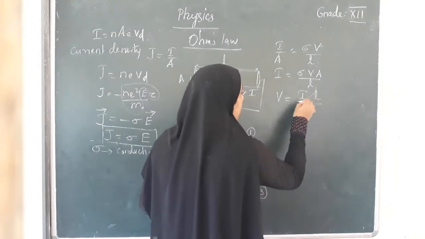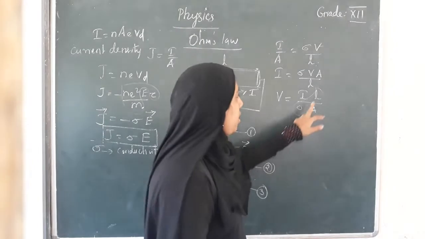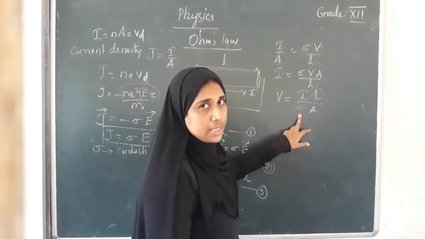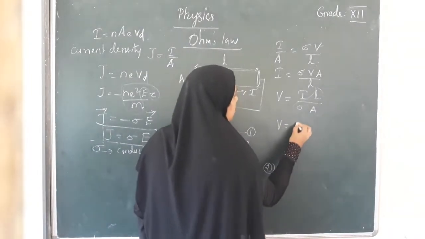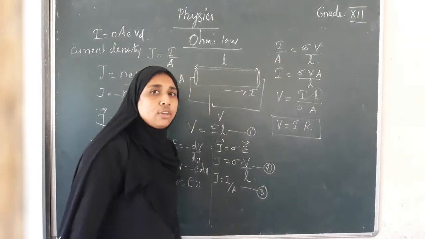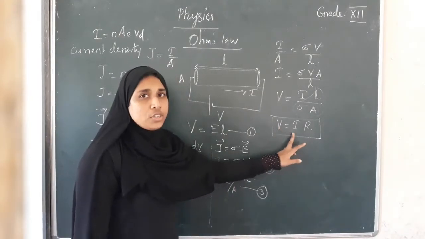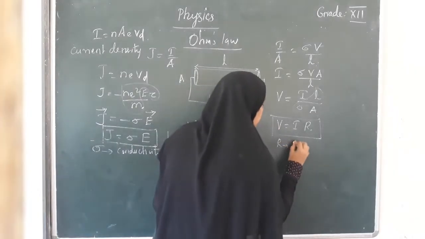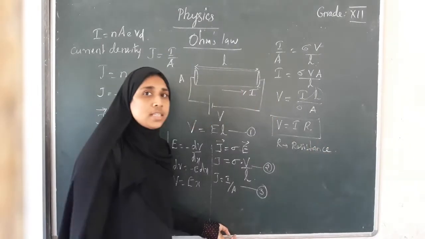This term, L by sigma A, is actually constant. L is the length of the conductor, sigma is the conductivity for a particular material, and A is the area of cross section. So we can rewrite this equation as V equal to I into R. This is known as the macroscopic form of Ohm's law. So V equal to IR, where R is known as the resistance of the material.